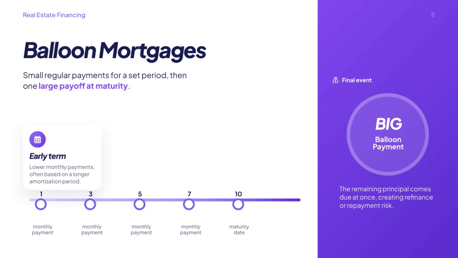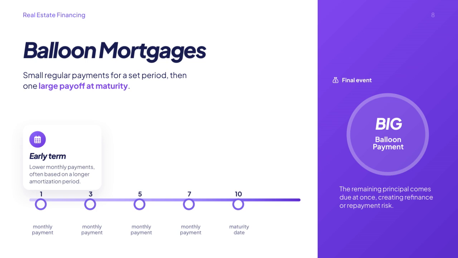Let's talk about balloon payments in real estate financing. With a balloon mortgage, you make small, regular monthly payments for a set period. This could be 1, 3, 5, 7, or even up to 10 years. These payments are typically lower because they're often based on a longer amortization period, which means you're spreading out the cost as if you had a longer loan term.